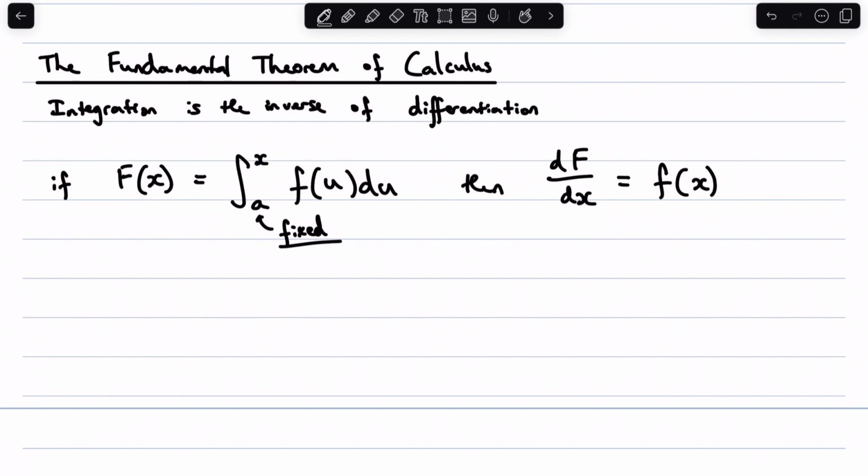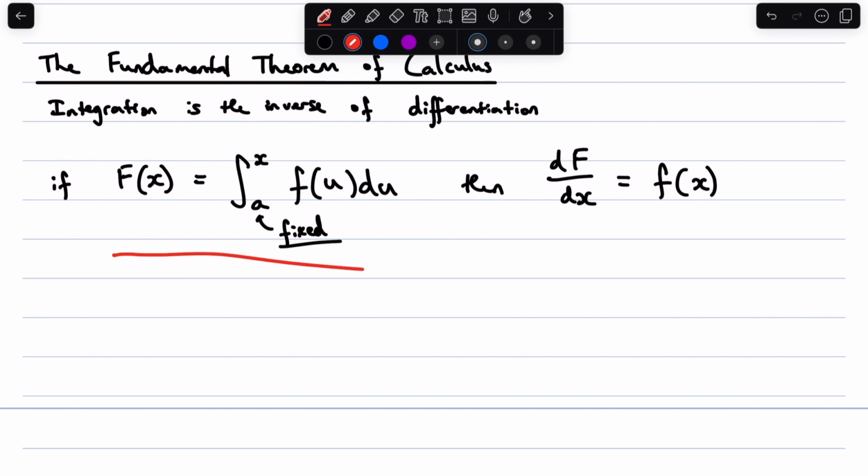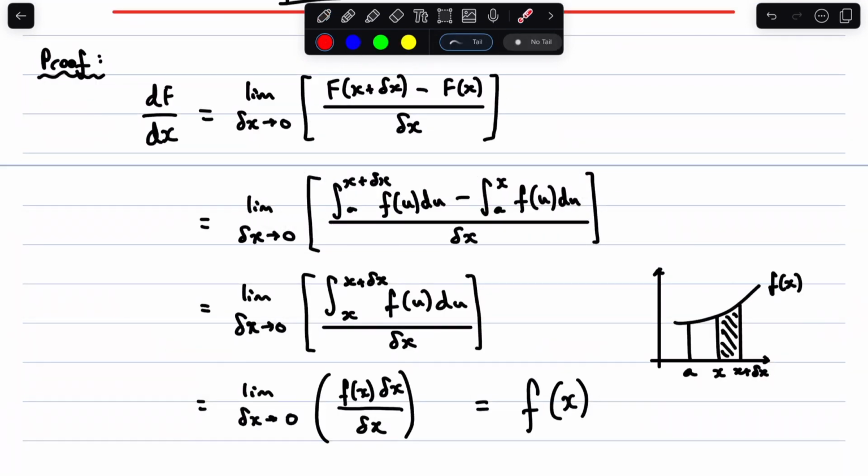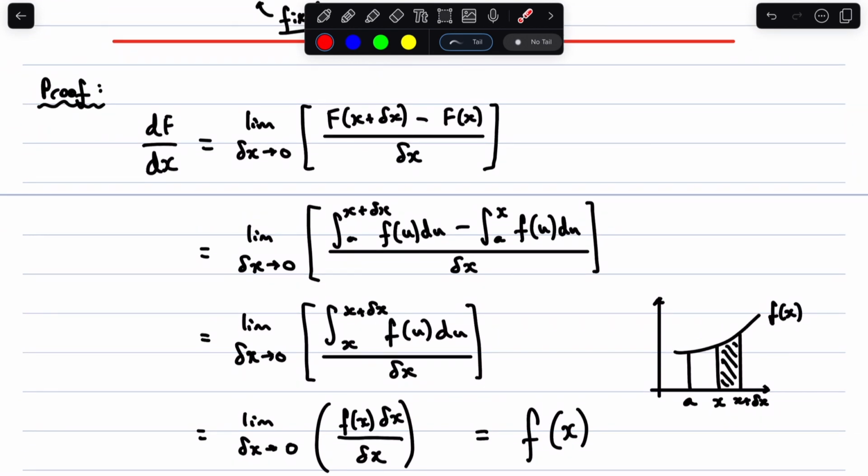And that's all well and good, but I'll go through the proof of it next to show you how this is definitely true. Let's start by just writing down our definition of a derivative. To differentiate F with respect to x, we take the limit of delta x tending to 0 of F of x plus delta x minus F of x all divided by delta x. And this is just our definition, and see an earlier video if you want to see where that comes from.